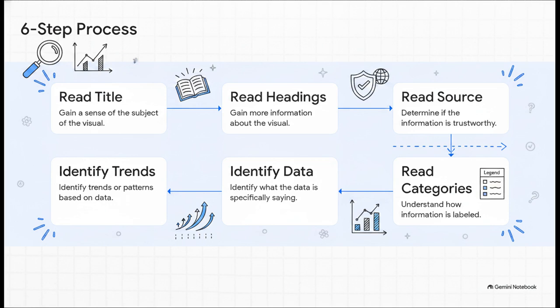Step 3. Read the source. Is this data actually trustworthy? Step 4. Read the categories, legends, or keys so you know how things are labeled. Step 5. Identify what the data is specifically saying right there in front of you. And finally, Step 6. Take a step back and identify the overall trends or patterns. Follow those 6 steps, and no graph will ever intimidate you again, for sure.